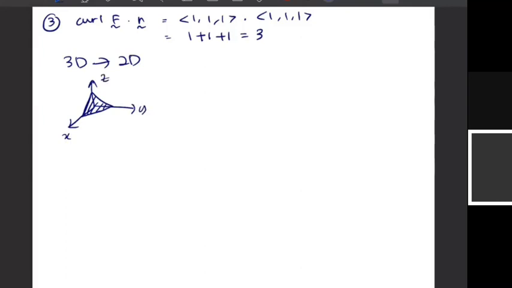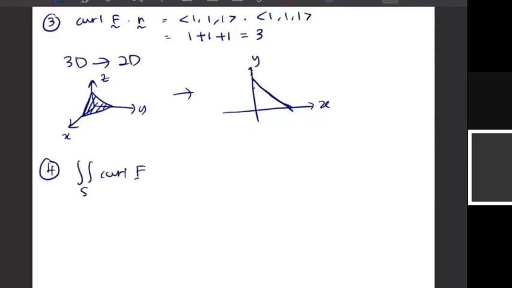Okay, next, step number 3. Curl F dot product with N. So 1, 1, 1 dot product with 1, 1, 1 equals 1 multiply 1 is 1, 1 plus 1 plus 1 equals 3. Okay, so this surface is non-parametric, right? So you must change from 3D to 2D. Okay, this is our surface in 3D.